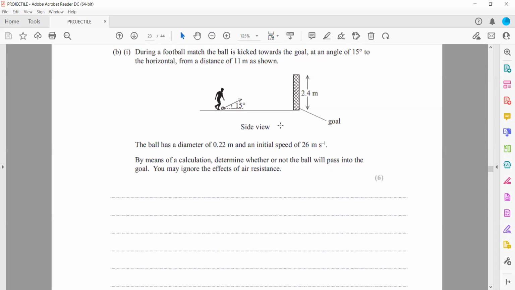During a football match, the ball is kicked towards the goal at an angle of 15 degrees to the horizontal, from a distance of 11 meters as shown. The ball has a diameter of 0.22 meters and the initial speed of the ball is 26 meters per second. By means of calculation, determine whether or not the ball will pass into the goal.